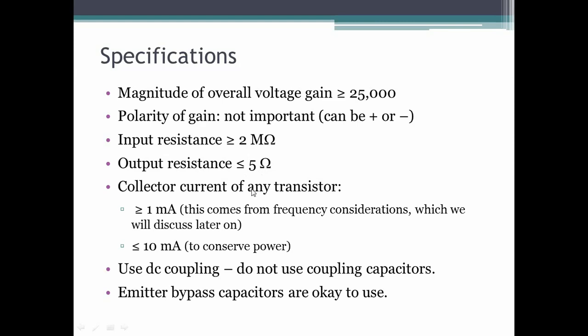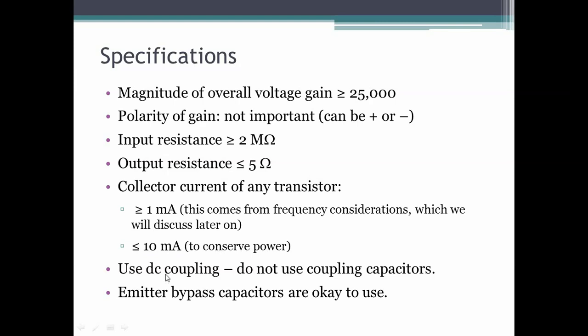The collector current of every transistor, there are going to be obviously more than one transistor, must be greater than or equal to 1 milliamp and less than or equal to 10 milliamps. So it should be between 1 and 10 milliamps. The 1 milliamp comes from frequency characteristics. We'll discuss these after the design is over, of how current affects frequency response. And 10 milliamps is simply to conserve the power. The lower the current, the lower the power.